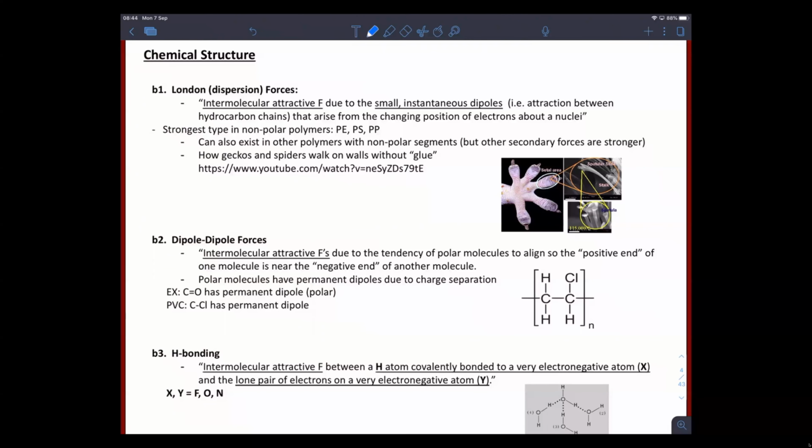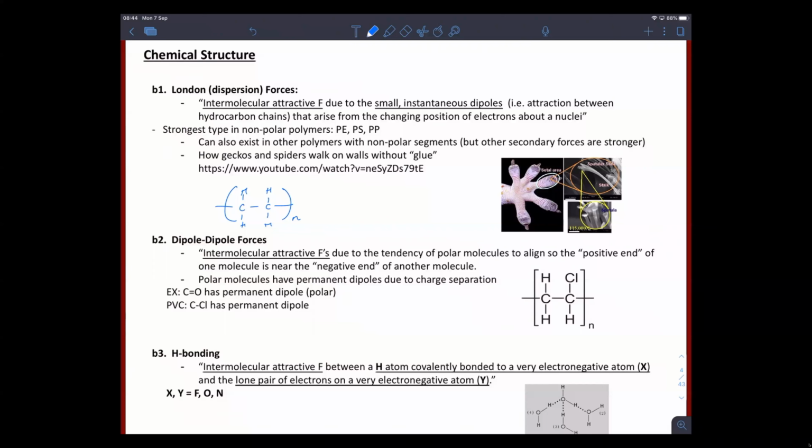So the strongest type in non-polar polymers is things such as polyethylene. We know that one now, a really simple one. Polyethylene only experiences London dispersion forces. It can exist in other polymers with non-polar segments, but other secondary forces are generally stronger.